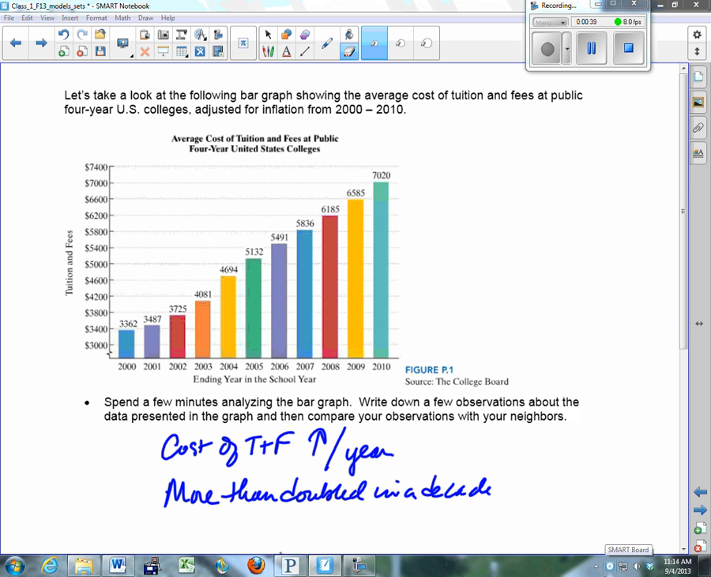Right, so it is not a constant rate of change, is it? So the annual increase is not constant. So it doesn't have a slope that's constant. Okay, what else did you notice?